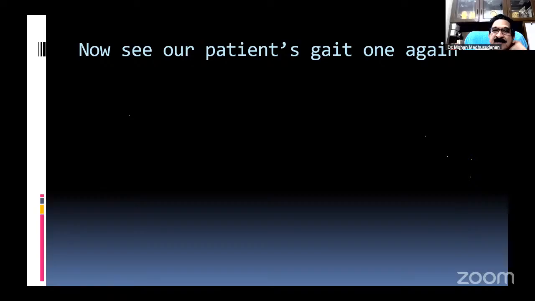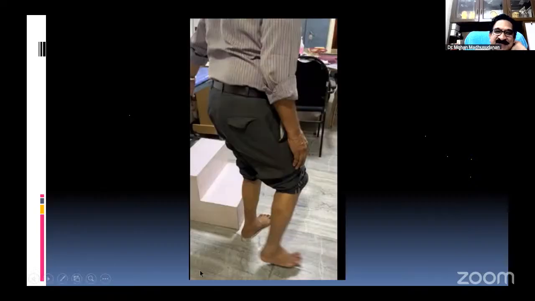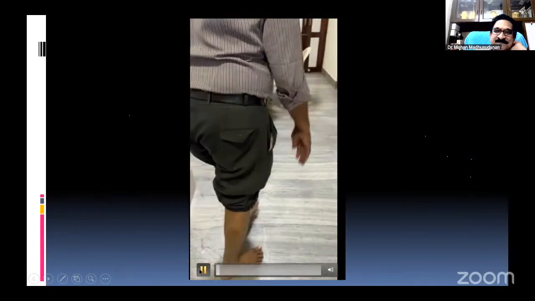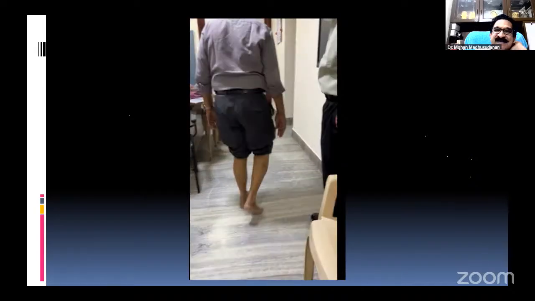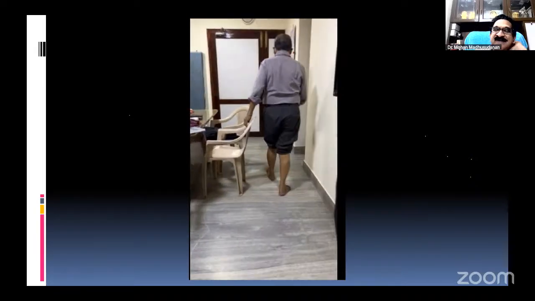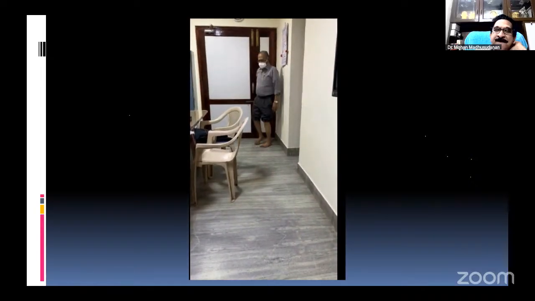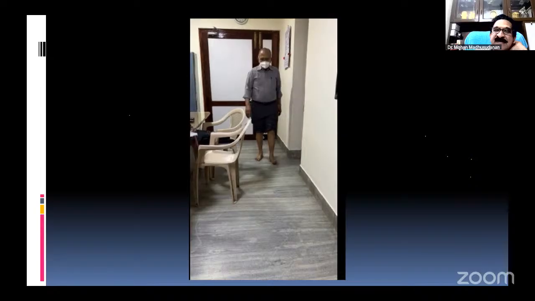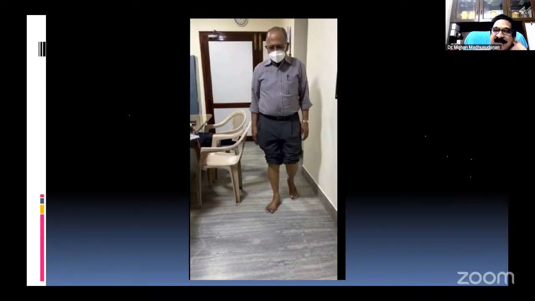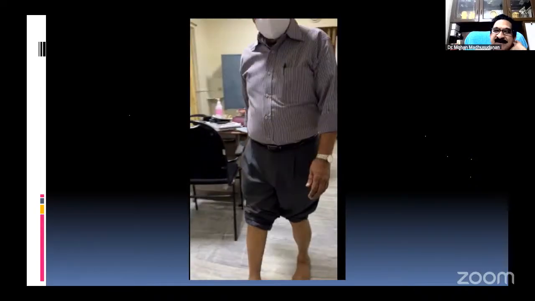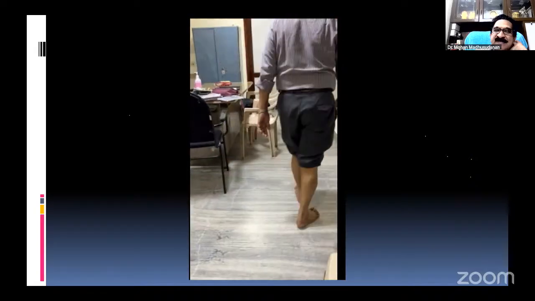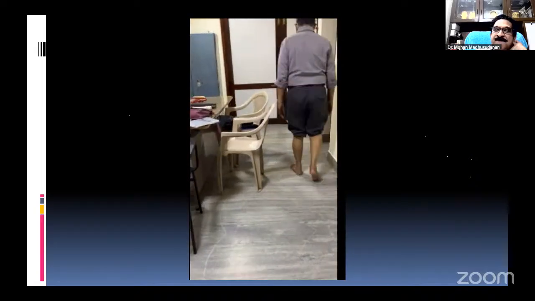Now I'm showing the patient once again. Look at the patient's gait. The knee is bent while walking. If you make him walk fast also, you will find that. That means the heel is not elevating properly while walking. See, the heel is not lifting up properly.